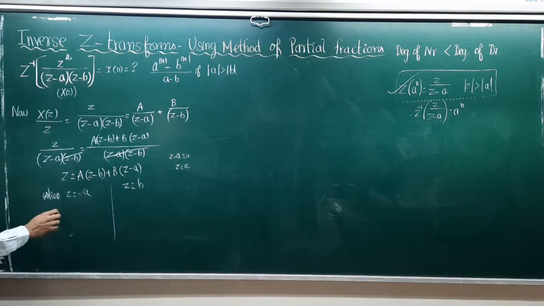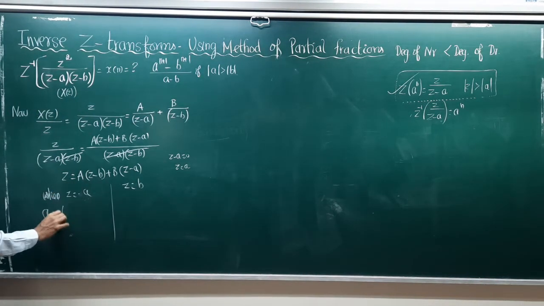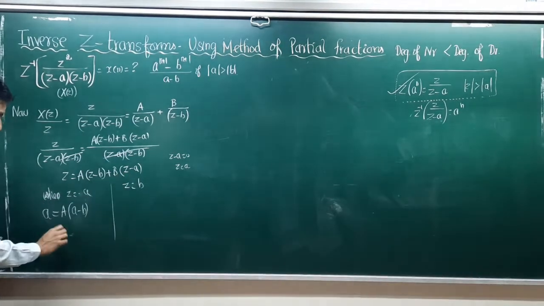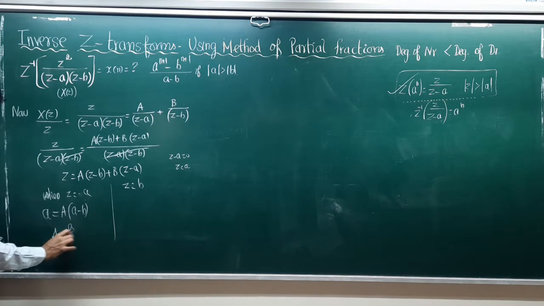So when z equal to a, what happened? Left hand side is a. So capital A into a minus b. And a minus a is 0, so B into 0. That is small a equals a by a minus b. So this is the small a value.